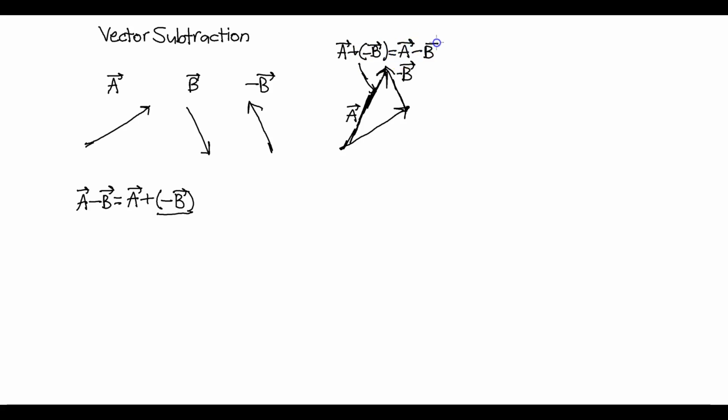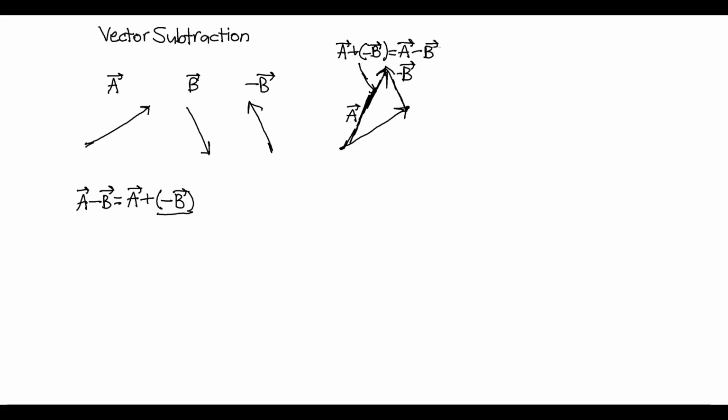So to subtract vectors geometrically, you would flip the direction of the second vector, B, and you would use the flipped vector and just perform a vector addition on it using the tail-to-tip method.